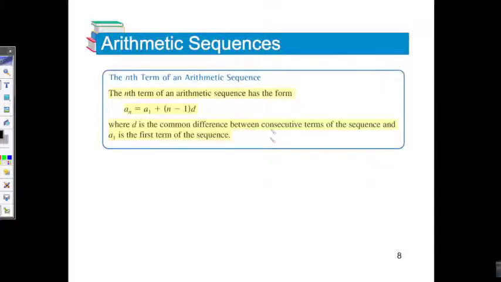Alrighty, so an arithmetic sequence is always written in this basic format. The sequence itself, a sub n, will be written like this: the first term, a sub 1, plus n minus 1 times that common difference. So as long as you have the first term of the sequence and the common difference, you could create the expression or the equation to show that sequence.